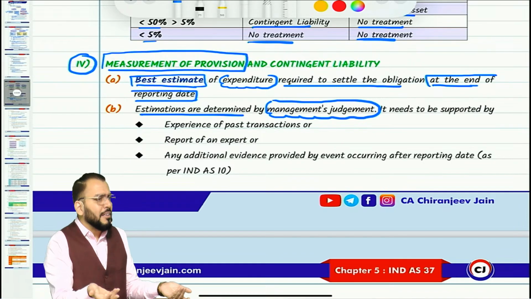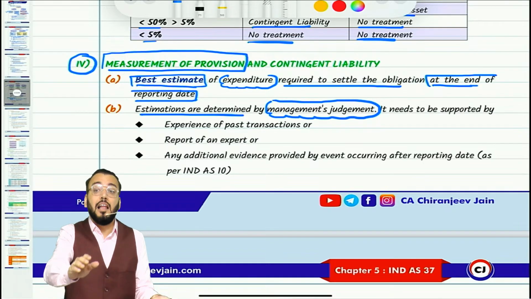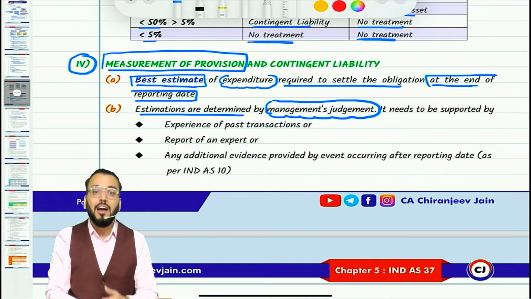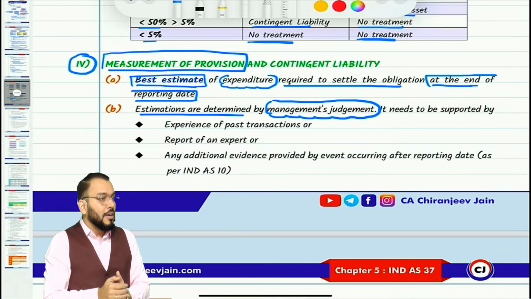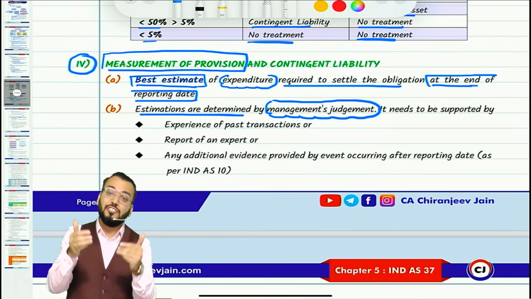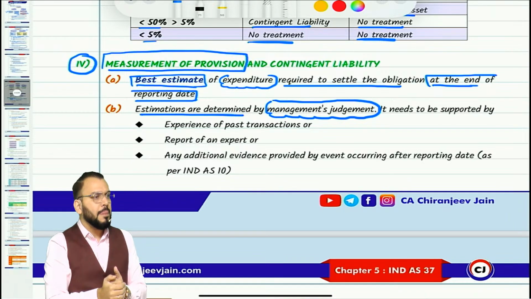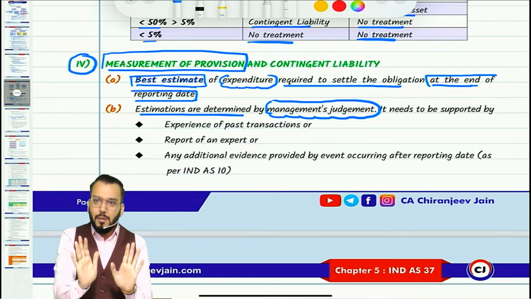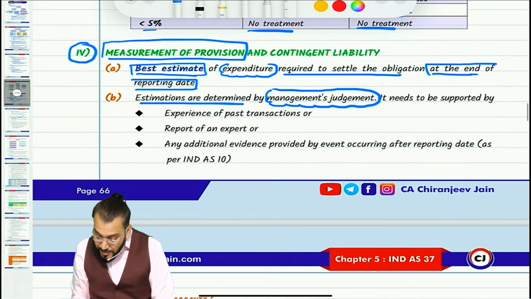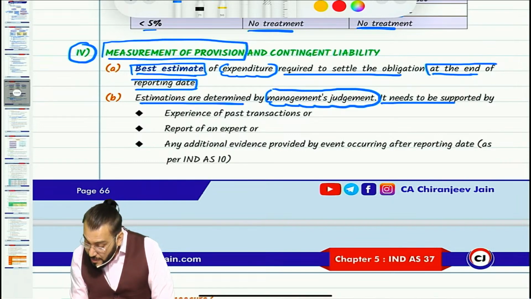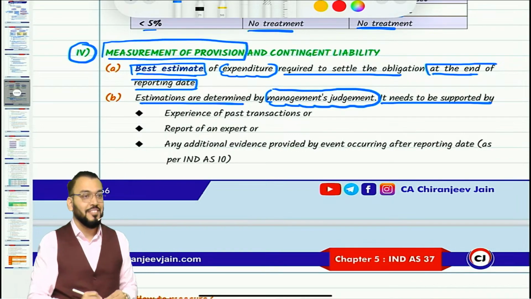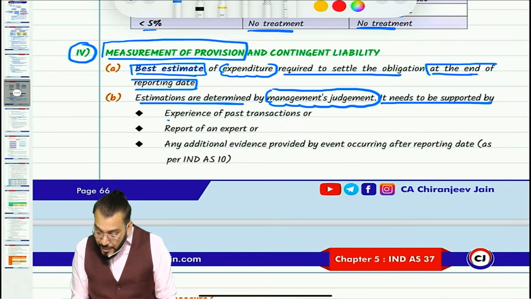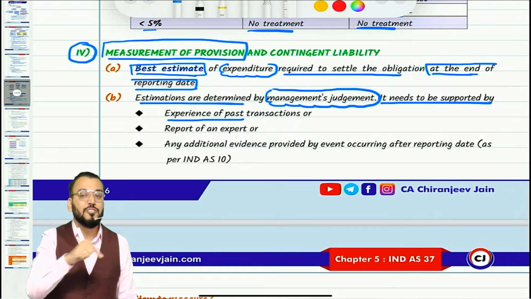They can easily estimate. If they cannot estimate, they can take the help of an internal expert or external expert. Are you able to understand? If suppose some legal case is pending, we'll take the help of a lawyer. The expert is a lawyer only. Are you able to understand what I'm saying? Yes, sir. So estimates are determined by management judgment. They need to be supported by some evidence. Either it can be based on the experience of past transactions.